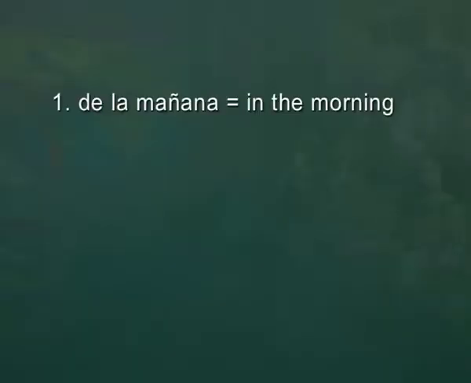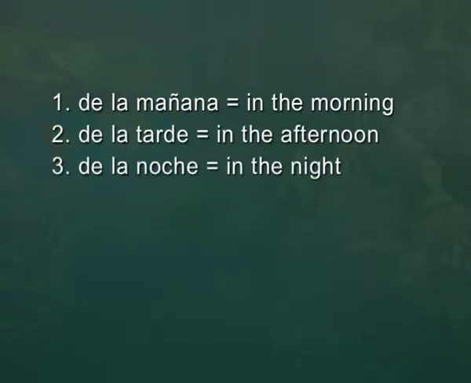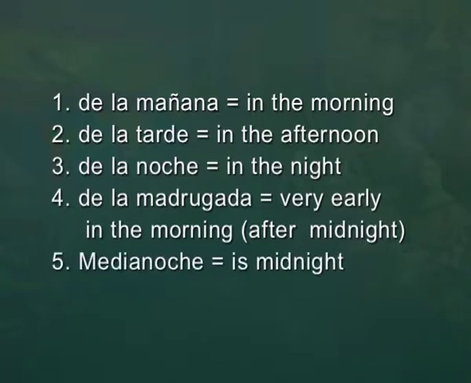We use AM and PM to state time, which part of the day we are talking about. As it strikes 2 or 3 or 4 o'clock at night or during daytime, to specify this in Spanish, we use de la mañana in the morning, de la tarde in the afternoon, de la noche in the night, de la madrugada very early in the morning or after midnight, media noche is midnight, mediodía is noon.